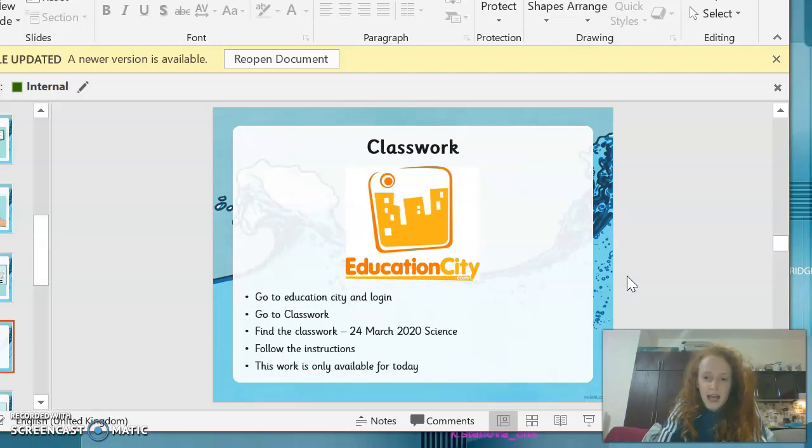So on Class Dojo, you will have to log in, on Education City, you will have to log in and you will find your science work, okay? You will find activities for science. They will only be available that day. So again, I will be checking my Education City and seeing who has completed this work and who has not. If for some reason you were unable to access Education City or you were unable to play the activity, please message me. Other than that, you must do it.